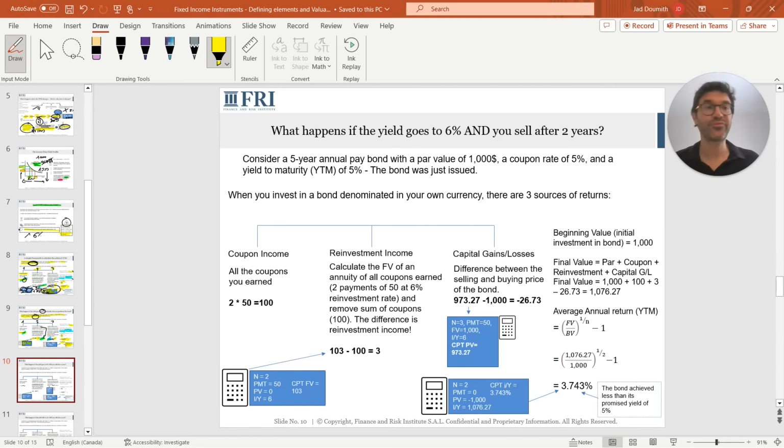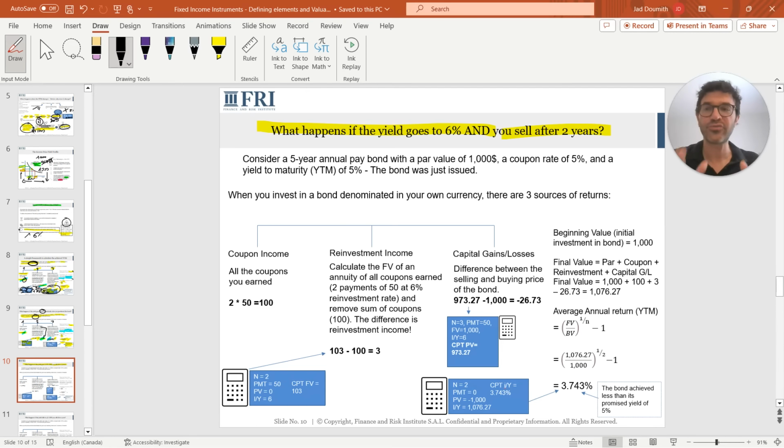Of course, if we sell the bond prior to maturity, remember the first condition being you must hold the bond to maturity. Now, what if we sell the bond prior to maturity? What would happen then? What if the yield goes up to 6% and you sell the bond after 2 years? This framework can save your life because it's very easy to apply.